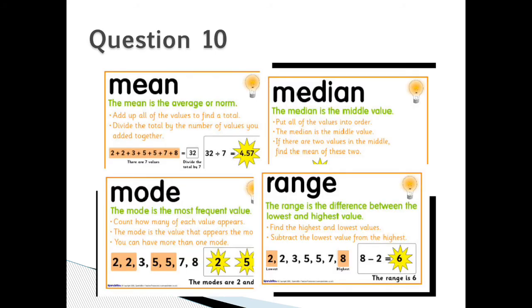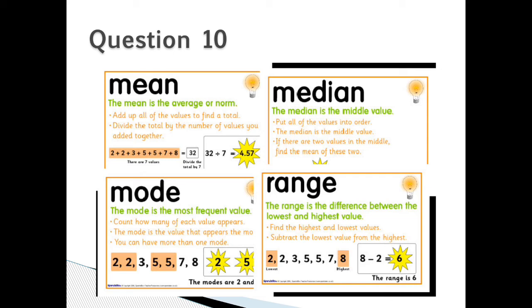Remember, your mean is the average or the norm. So you add up all of the values to find a total, and then you divide the total by the number of values you added together. The median is the middle value. You put all of the values into order. The median is the middle value. If there are 2 values in the middle, find the mean of these 2.